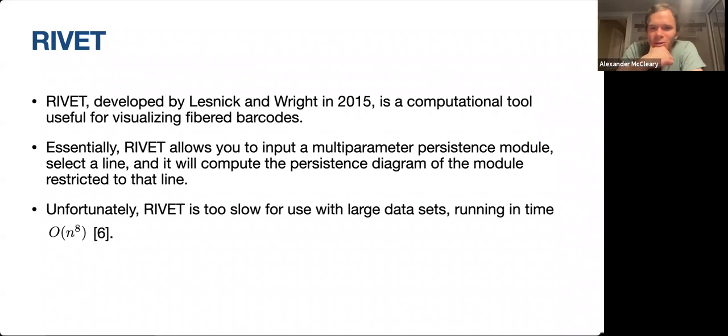Rivet is a bit slow for use in large data sets. This is an issue with pretty much everything out there for multi-parameter persistence. I believe this figure here, this O of n to the 8th, is if you're looking at 0-dimensional persistence for augmented metric spaces, you get something that is O of n to the 8th time, which is a bit unfortunate, but it's just reality for working with multi-parameter persistence modules and multi-parameter filtrations.